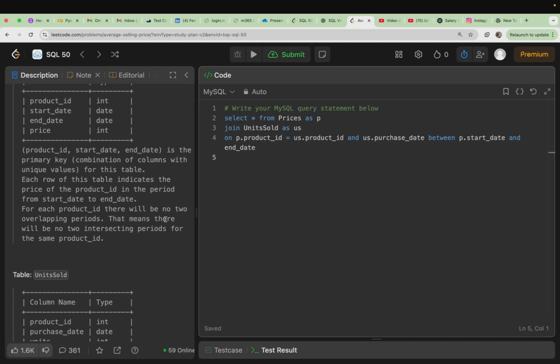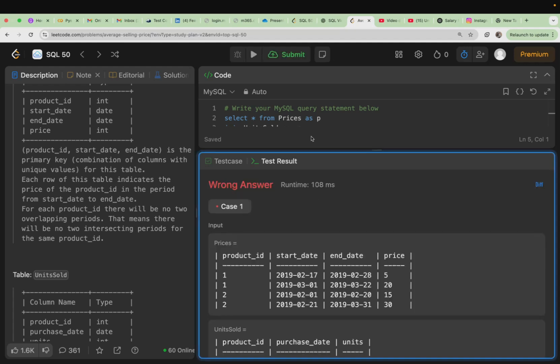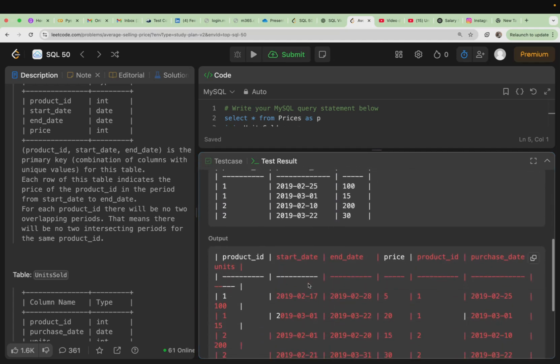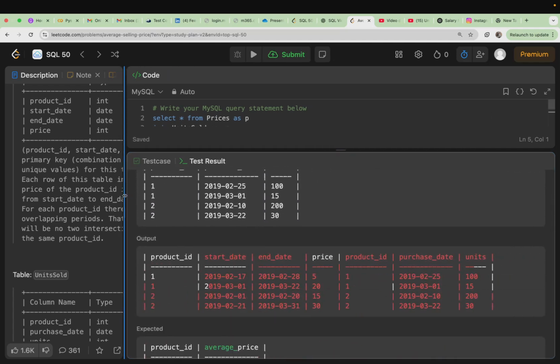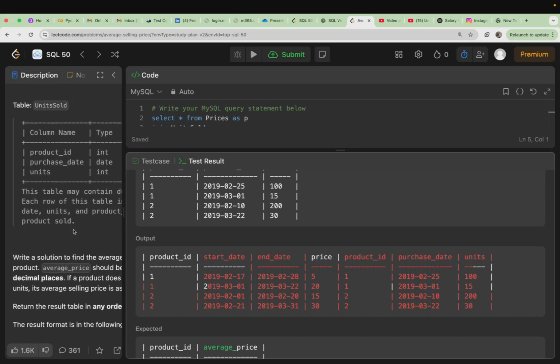Now let's look at the output that we are getting. Now let's analyze this table. I think we got everything we need in this table. So we need the price and units in an order, and those can be simply multiplied, and the purchase date is within the range also.